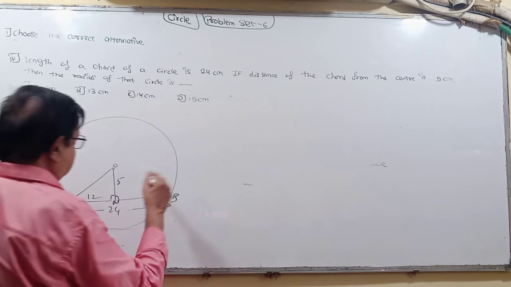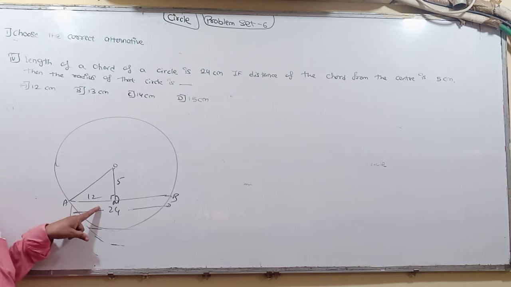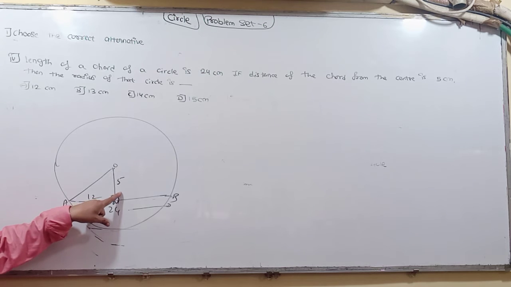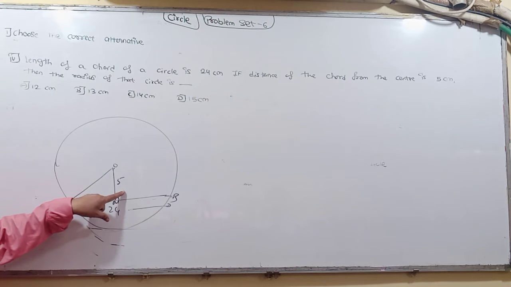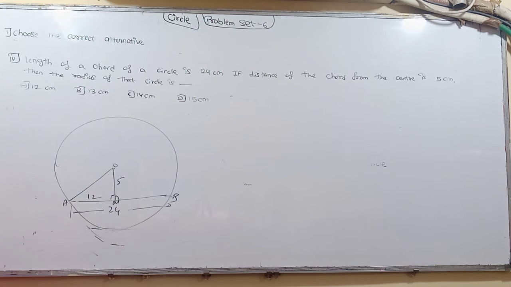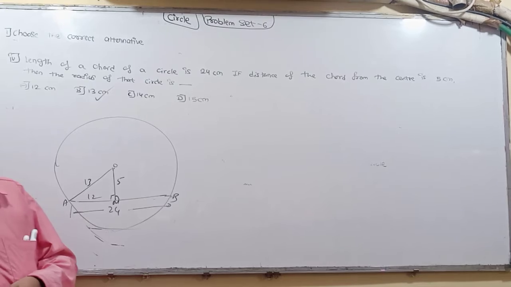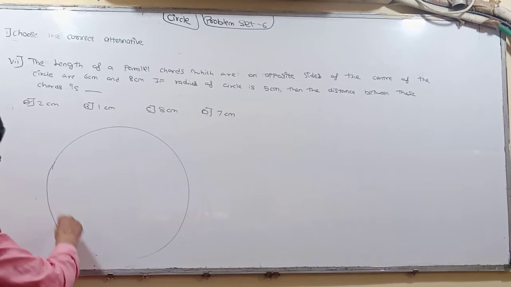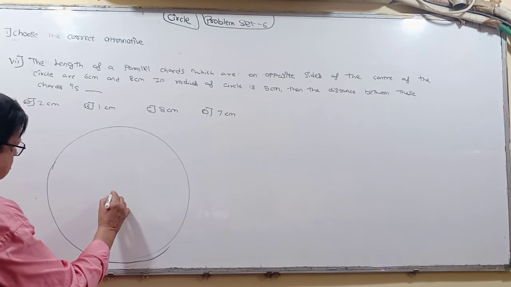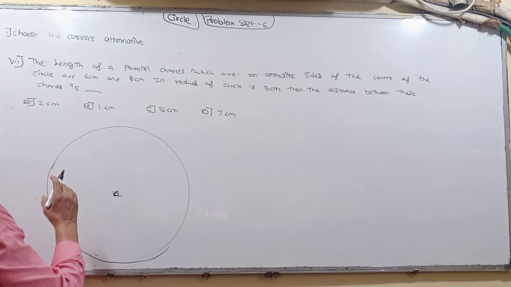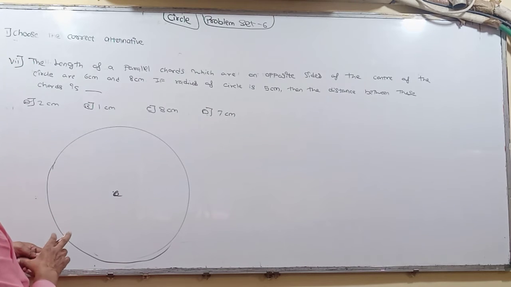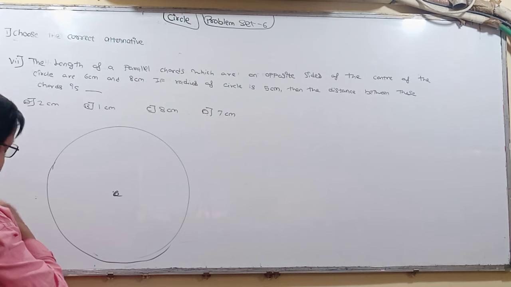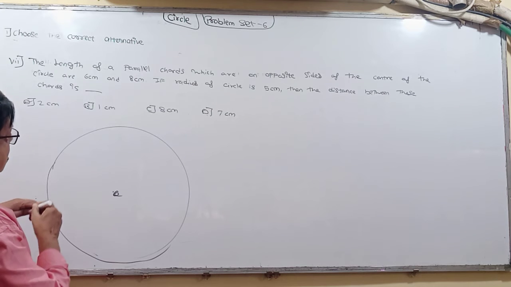So ये आएगा 13. 12 square is 144. 5 square is 25. 144 plus 25 is 169. 169 का रूट आएगा 13. Radius is equal to 13. This is the correct answer. हो गया. Next one. All right, students. The circle. This is the center O. Now two chords which are parallel but opposite side of the center. उसका मतलब ऐसा नहीं है.